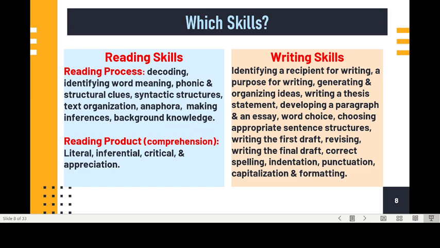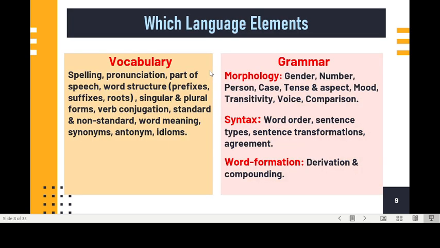Of course, I need a whole hour to explain these. Here I'm giving them to you briefly because each group of skills, I need one whole hour to go through them in detail and give examples. Okay, now which language elements should we incorporate in the English course?